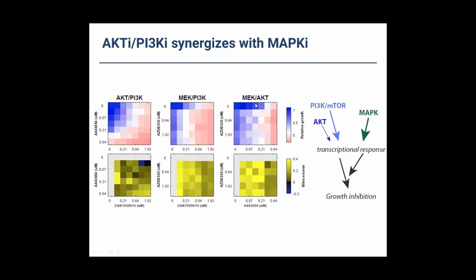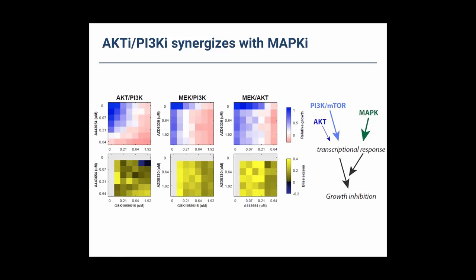So we get from something like 20 to 30% of growth inhibition to almost 100% in that particular case. So we can basically see it this way: the MAPK inhibitor with its functional response enhances the effect of the PI3K mTOR inhibitors or the AKT inhibitors that are actually doing more or less the same thing.